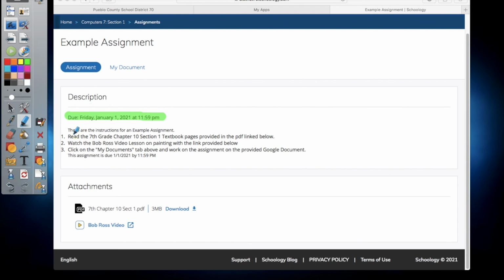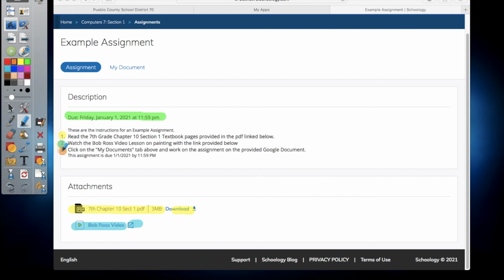And it gives you a list of instructions. One, I want you to read the textbook pages provided in the PDF below. Look at your attachments, here are your textbook pages. Click on the download button, and you download your textbook pages. And then I want you to watch a video lesson. Actually, I'm going to highlight that in blue. As you can see, I've got my little YouTube video lesson. You click on that, it takes you to YouTube. You can watch the video lesson, all right?